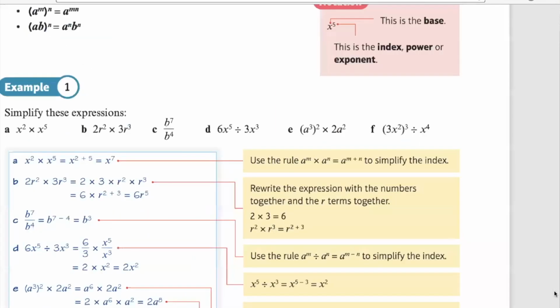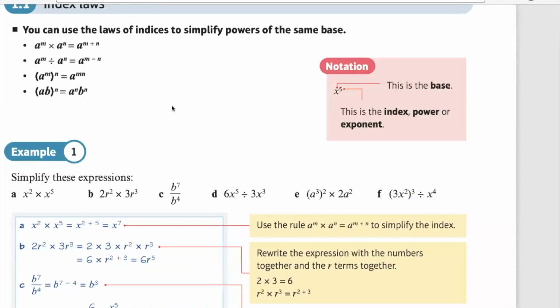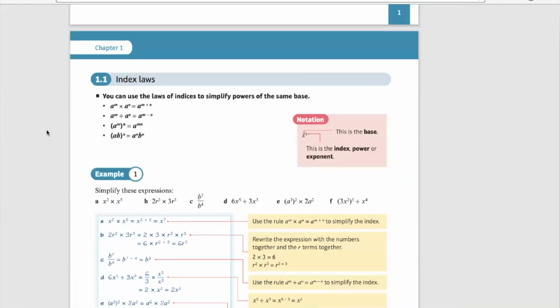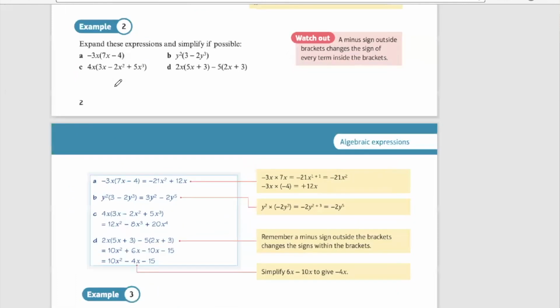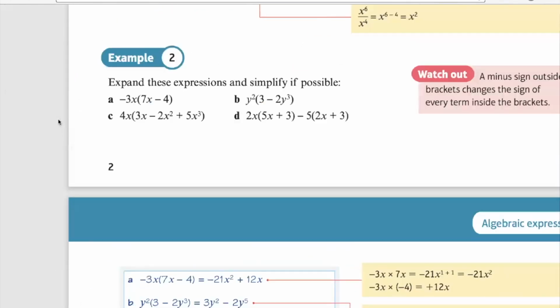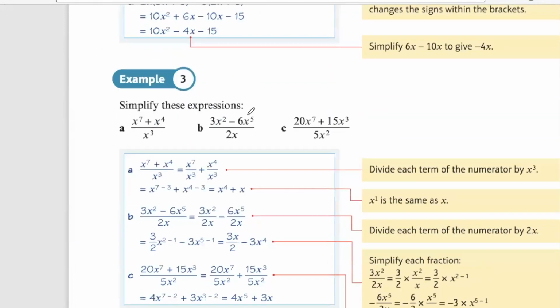Okay. Sure, index laws are straightforward. That's what I required. Expanding the expressions in simplest form, multiplying the brackets. That is again straightforward, simplifying these expressions. If you have this, may I write it as x7 by x3 plus x4 by x3? So these are again simple indices. You're left with x4 plus x. Any confusion?